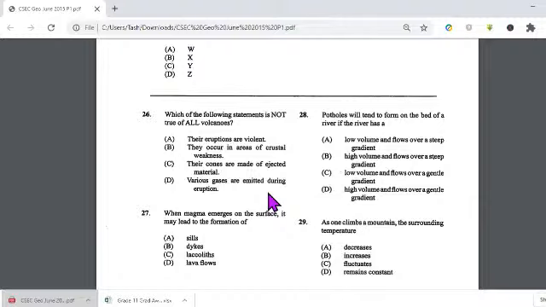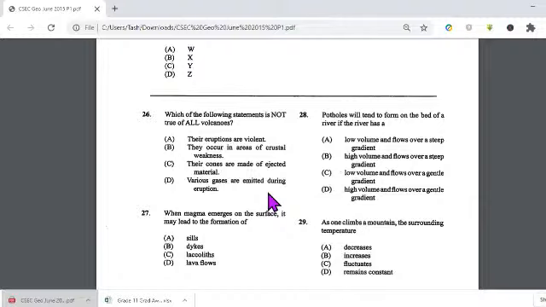What does volume mean? If we're talking about volume, we're talking about the amount of water that is in our river. So when we say low volume, it means that we have a small amount of water. And when we talk about gradient, we're talking about the steepness of a slope. So let's look at them again.